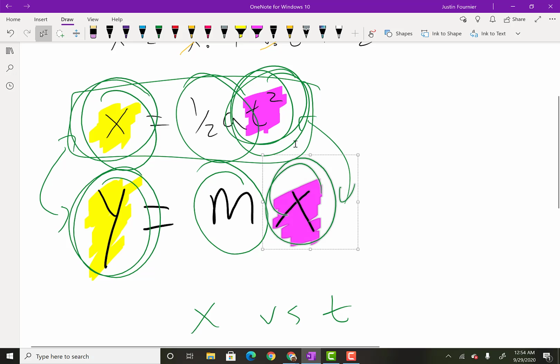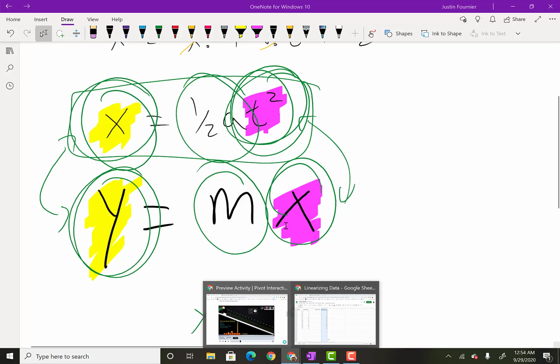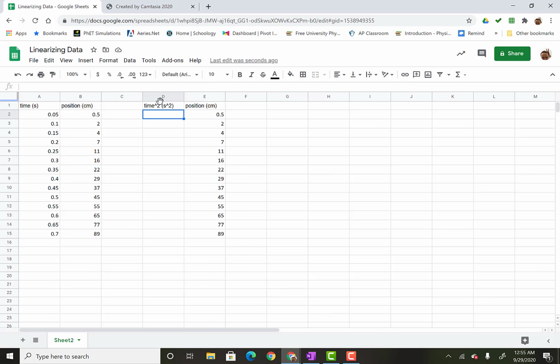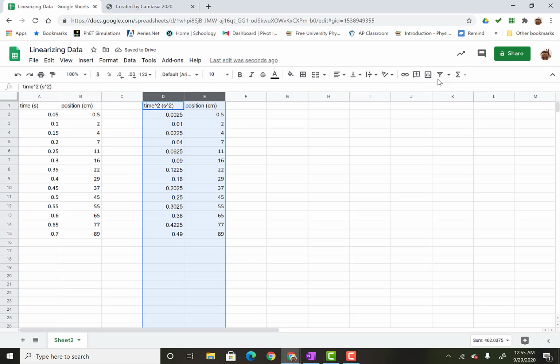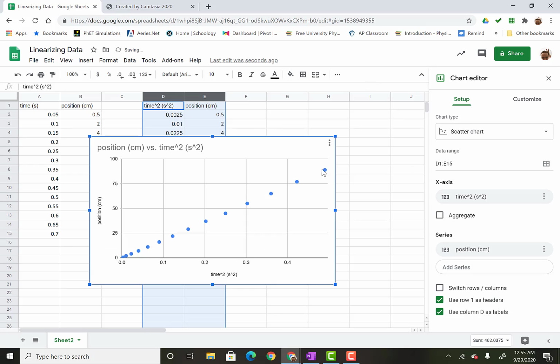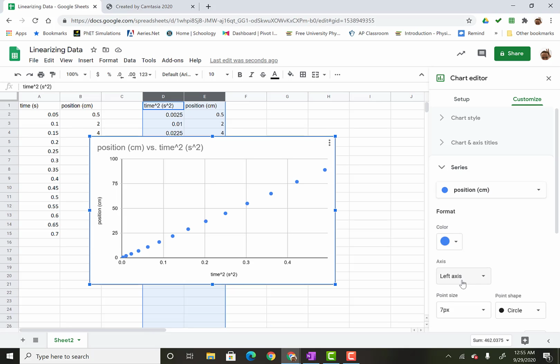However, x is being replaced by t squared. So instead of time, this is going to be time squared. So I'm going to say equals t to the power of 2. And I can do that for all of them, just like that. And then I'll graph this. And the idea is, if I get a linear graph, I can be more convinced that, that's looking good. All right. Let's see what the best fit line looks like.